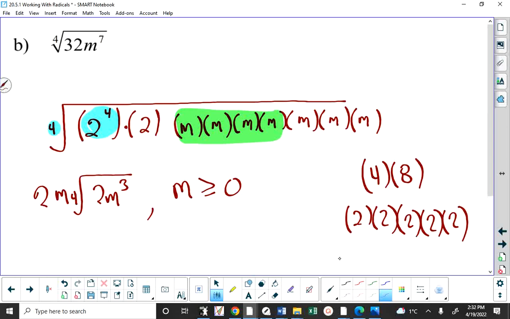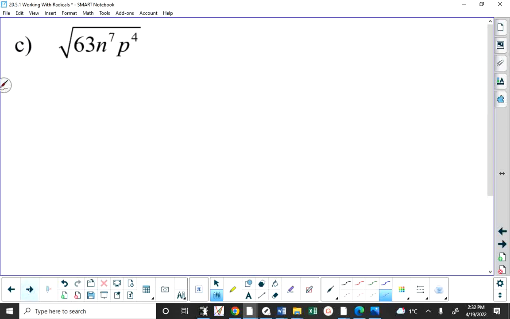All right, C. Square root of 63 n to the 7 p to the 4. So we're going to tear this down. Well, I don't want to do this. Well, it's not that I don't want to do it. You do it. Break down 63 into all of its prime factors. And if you wish, tear down the n to the 7 and p to the 4 as well.